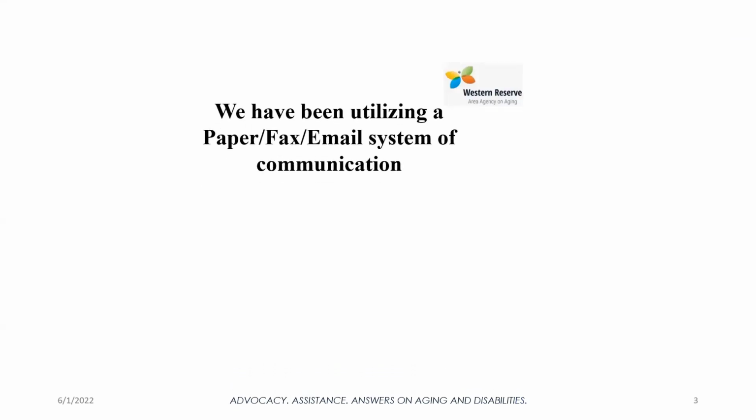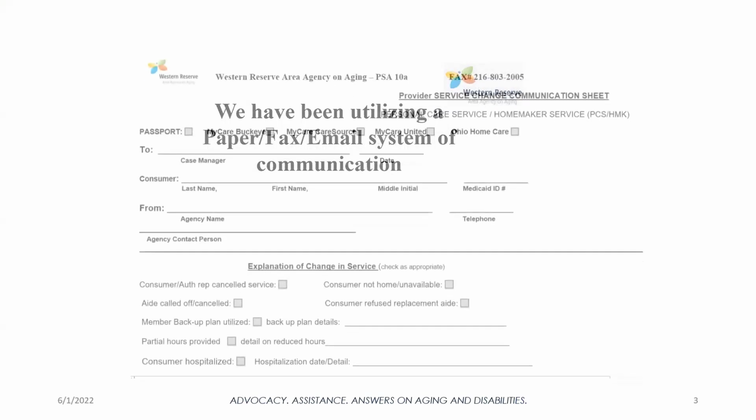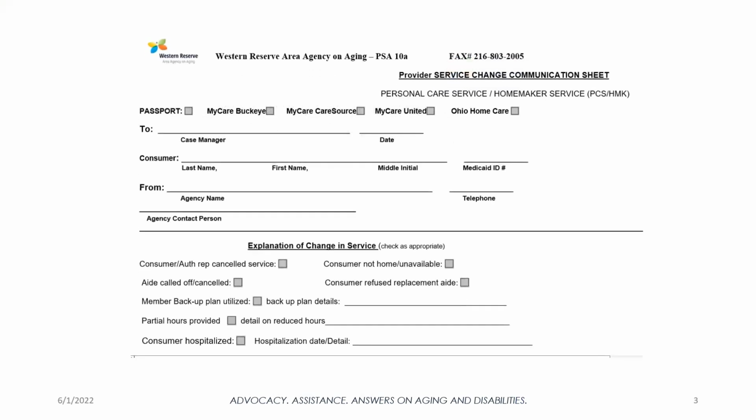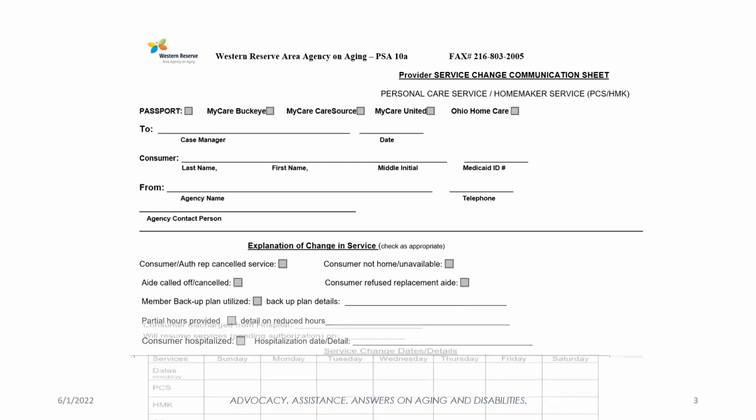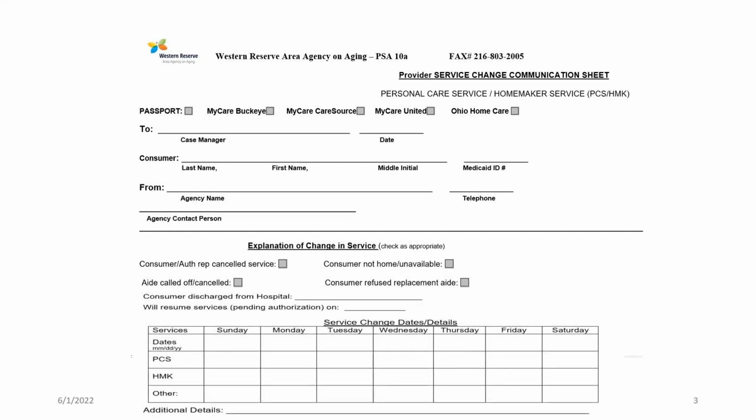Presently, we have been utilizing a paper, fax, email system of communication. You will recognize this paper format in which you're presently submitting notifications of change in services to care managers and waiver service coordinators. These are manually completed and manually submitted. They include all the information related to the member, the care manager, the types of services, and the dates and times in changes of service.